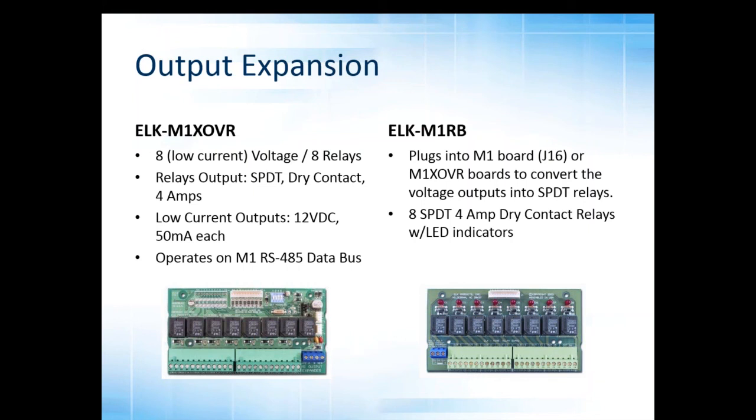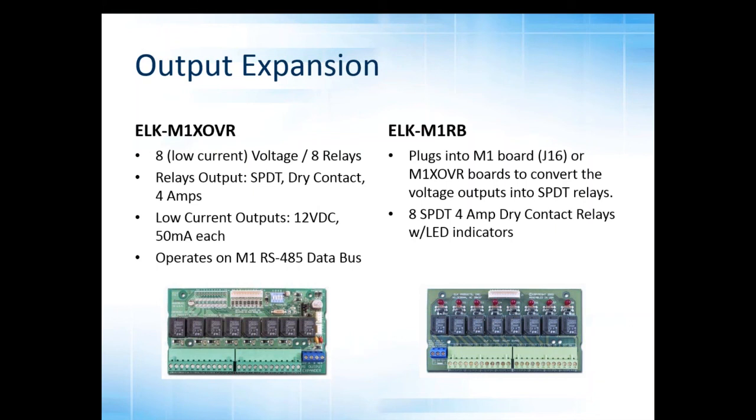We also have the M1RB, which also has 8 relays on it, but it works a little bit differently and it can be used in 2 different ways. Whereas the M1XOVR actually connects to the M1 data bus, the M1RB connects to either the J16 connector on the main board, converting those voltage outputs to relays, or it can be used in conjunction with the M1XOVR to convert its voltage outputs to relays.